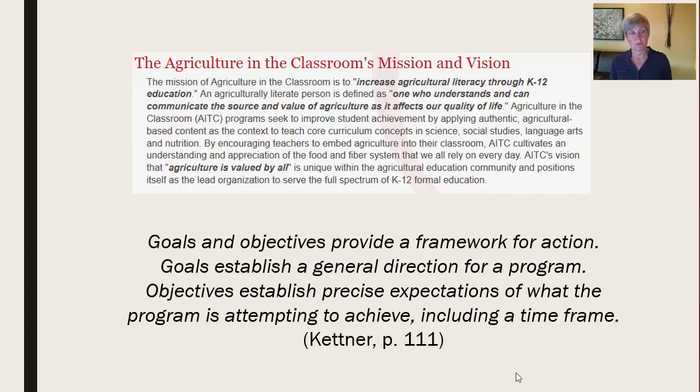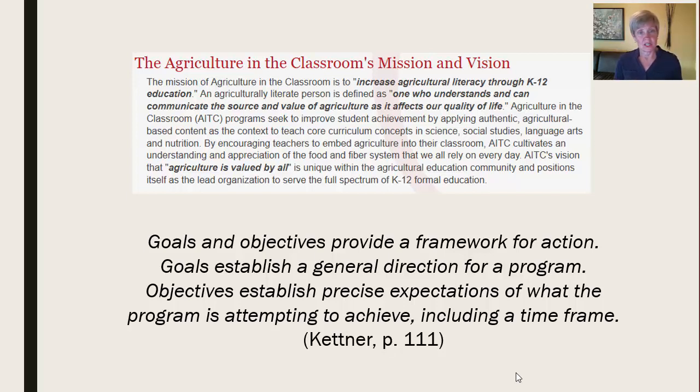Your text makes this point about the difference between goals and objectives. I mean, this is crucial. In fact, it's on the quiz. Goals and objectives provide a framework for action. That's why I think this chapter is so incredibly important. This is the heart of this class, this particular chapter.